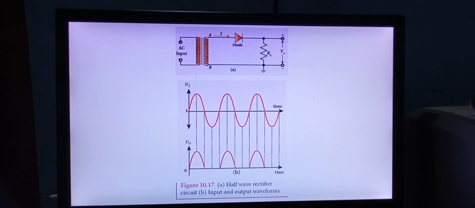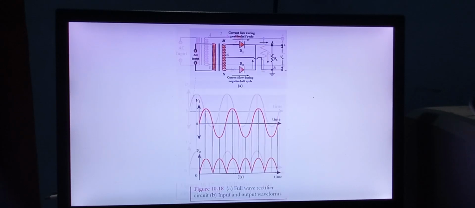Then half wave rectifier circuit and input and output waveform is given. So AC input, single diode, low resistance voltage. Then full wave rectifier, input and output waveforms.